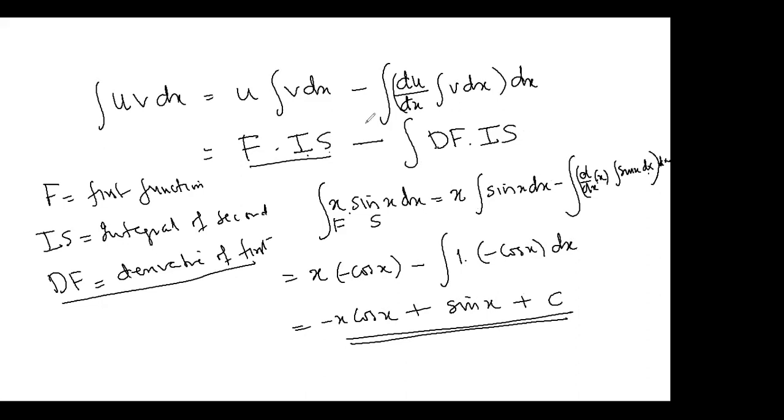This is a whole process. That's why we call it integration by parts. You have to integrate part by part. But the integral constant should be written only in the last step, after all the integrals are completed. Is it clear to you?